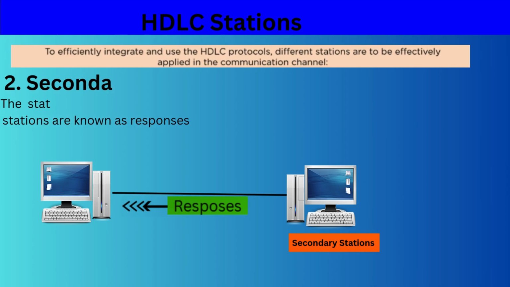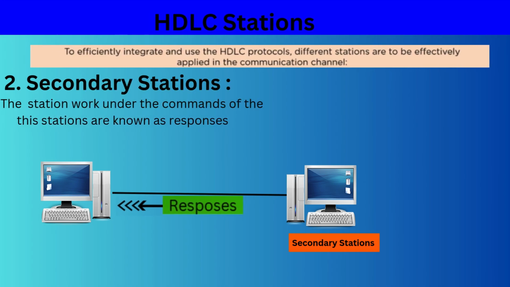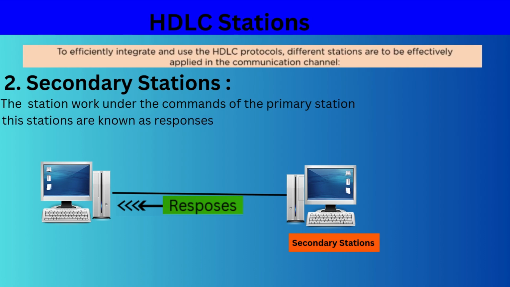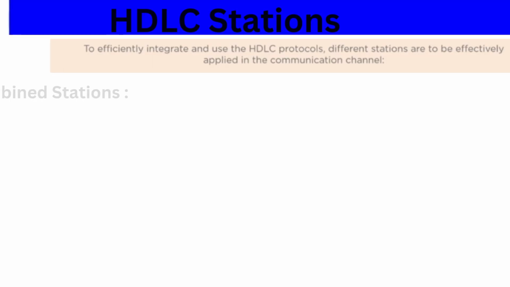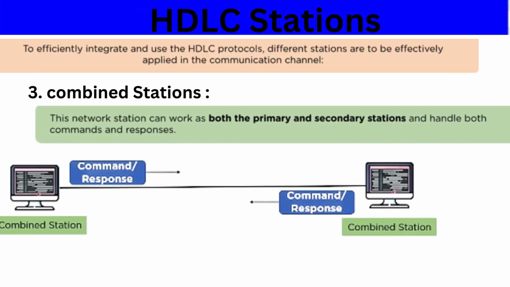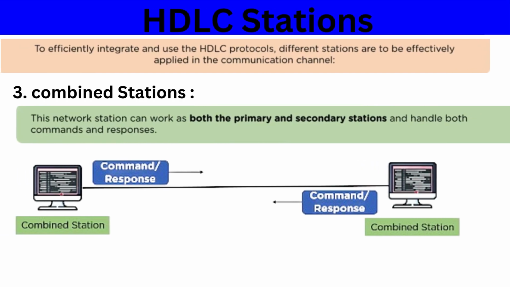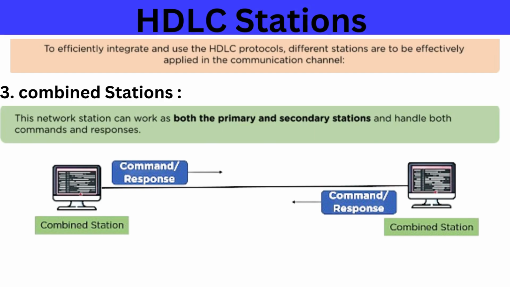Moving on, we have secondary stations. These stations work under the commands of the primary station, and the frames issued by these stations are known as responses. For the last station, we have the combined station. This network station can work as both the primary and secondary station and can handle both commands and responses.